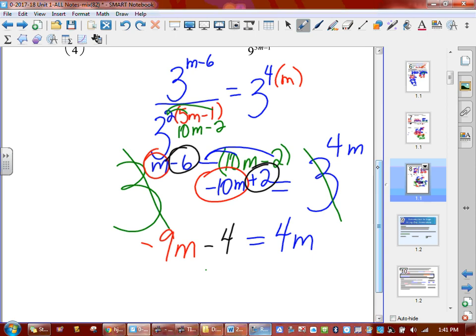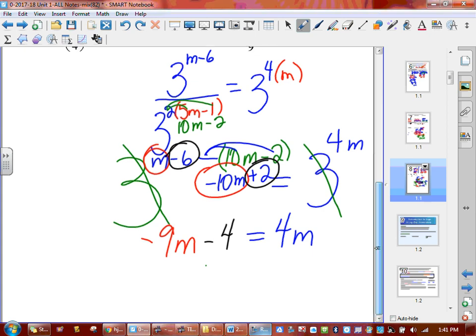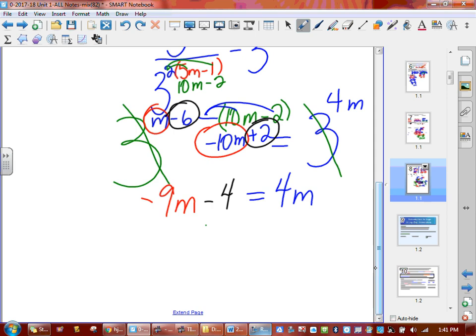Now we need to solve for the letter m. So I'm going to move the 9m over. So we're going to have plus 9m, plus 9m. So how many m's do I get all together now? 13. Good. So I have -4 equals 13m. And if you like to switch them, you can. 13m equals -4. And now just divide out your 13.